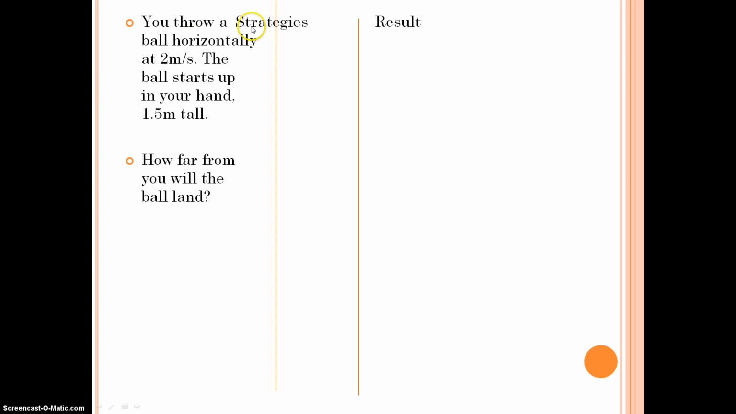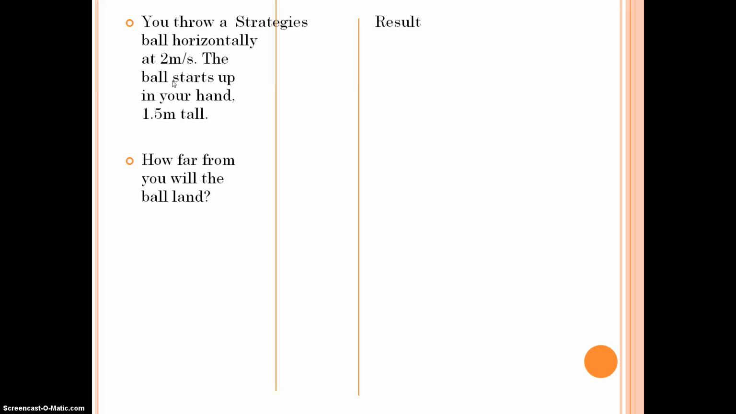So you throw a ball horizontally at 2 meters per second. The strategy should be moved a little bit, I know. It should be in this little column. The ball starts off in your hand, which is 1.5 meters tall. You're throwing it at 2 meters per second. How far from you will the ball land?